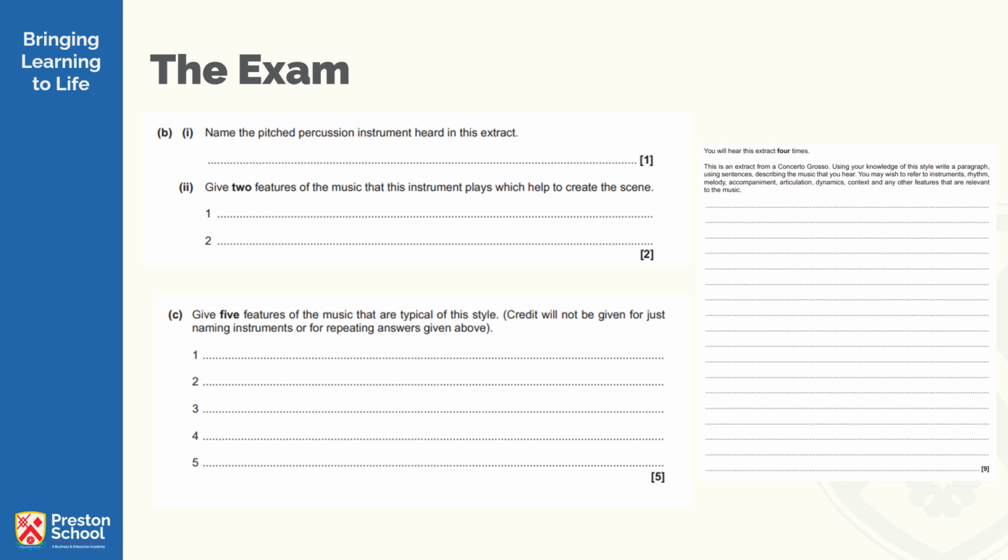So they can be 3 marks, 4 marks, 5 marks, and they can be spread throughout the exam. There is one prose question, and that is question 3 in the exam. And this one that I've put on the slide here happens to be about concerto grosso, but it could be taken from any of the areas of study. It does usually give the key features that it would like the young people to answer on. So in this case, instruments, rhythm, melody, accompaniment, and articulation and dynamics.